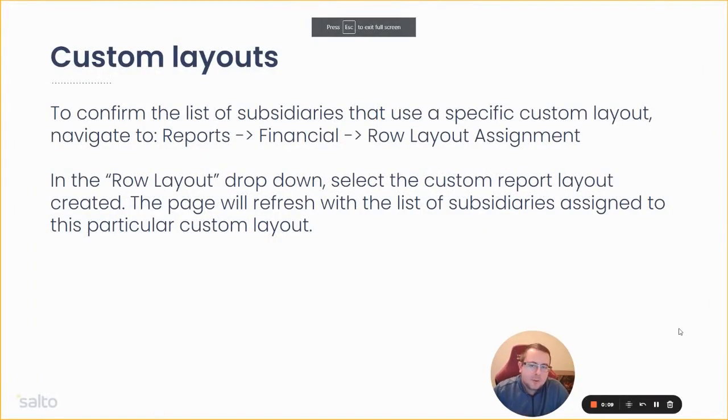So the final thing that I want to call out for custom layouts is that you can actually confirm which subsidiaries are using a specific custom layout. You can do that by navigating to Reports, Financial, Row Layout Assignment. Once you've been taken to that screen, you then have a number of filters available to you, one including the row layout. So we'll find the name of the row layout that we created, and it will show you the list of subsidiaries that are using that layout. Let's jump into NetSuite and confirm that.